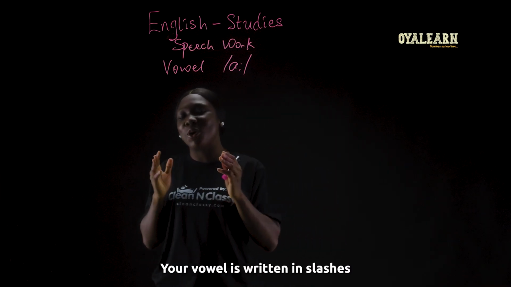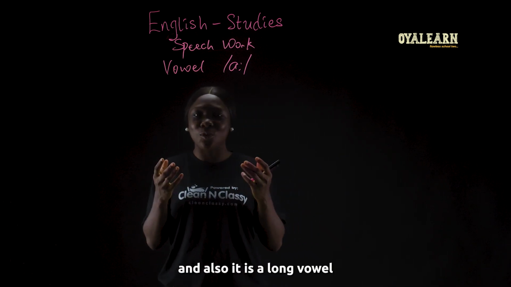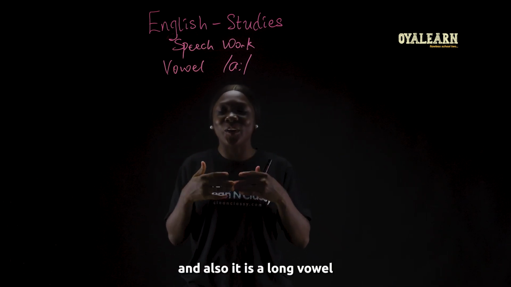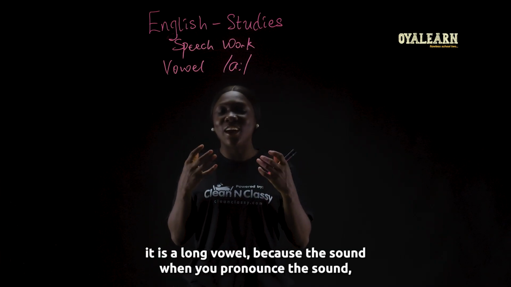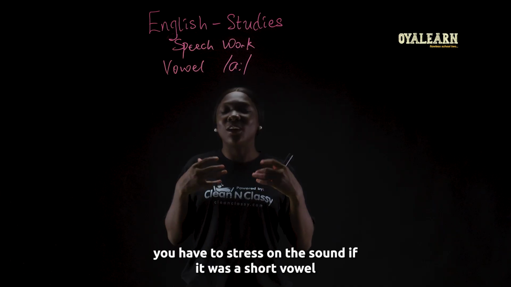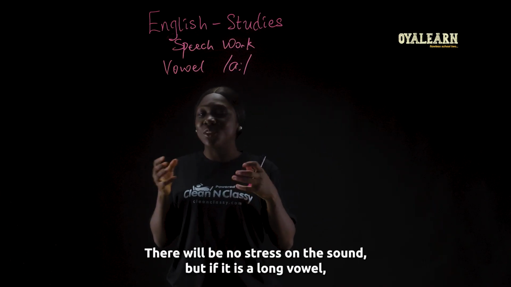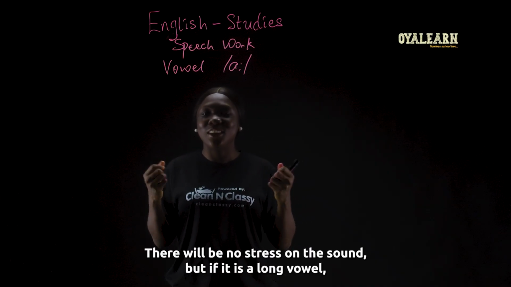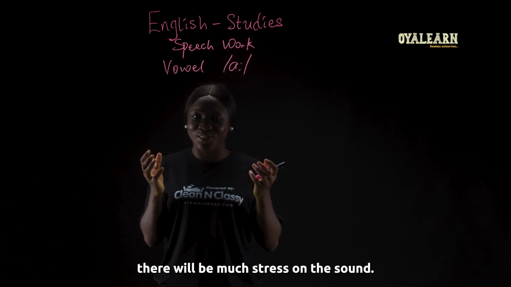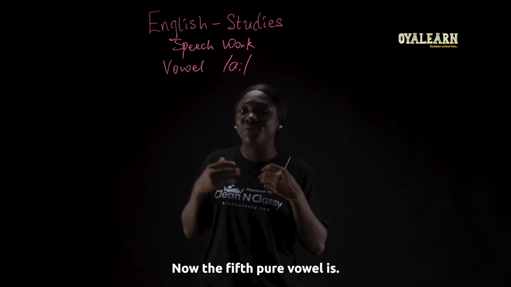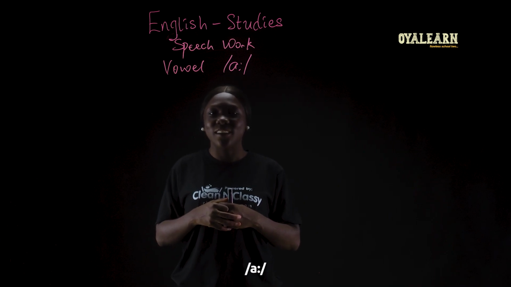The fifth pure vowel is written in slashes, and it is a long vowel. It is a long vowel because when you pronounce the sound, you have to stress on the sound. If it was a short vowel, there would be no stress on the sound. But if it is a long vowel, there will be much stress on the sound when pronounced. Now, the fifth pure vowel is ah.